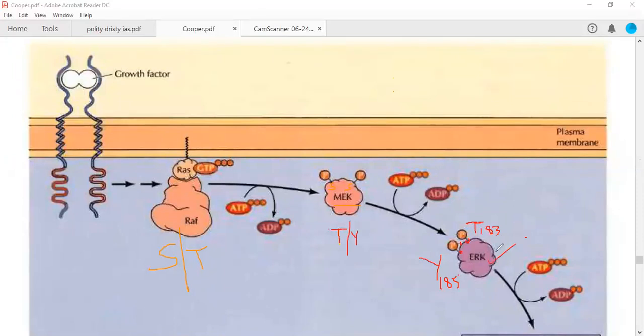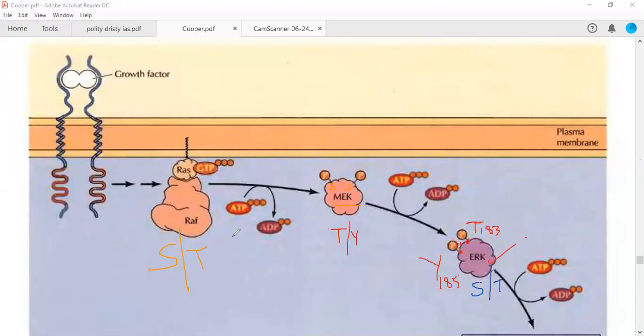Now, this ERK will act again as a kinase, and it will transfer the gamma phosphate from the ATP. Again, you need to remember this. It will act as either a serine kinase or a threonine kinase.